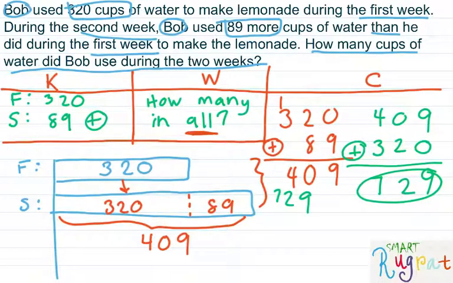729. So you can write a solution sentence, which is just a sentence to complete the question. Bob used 729 cups of water during the 2 weeks. And that's it.